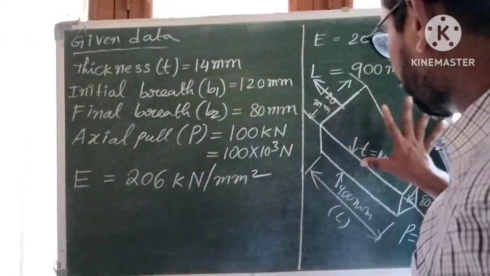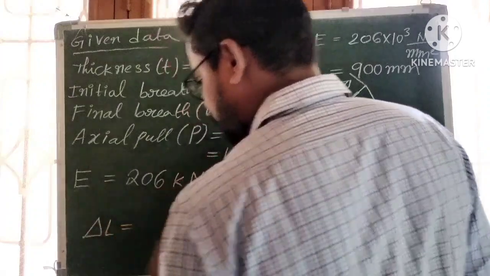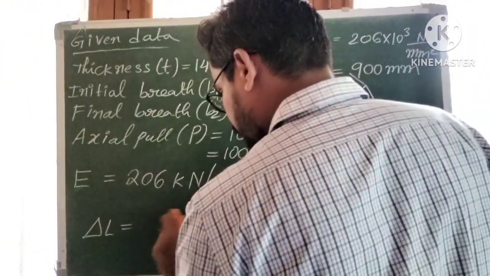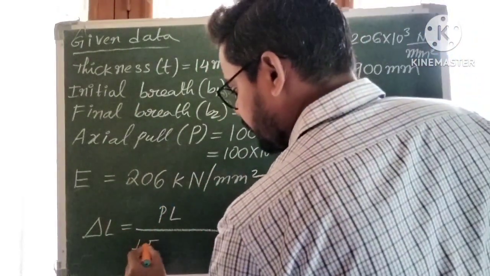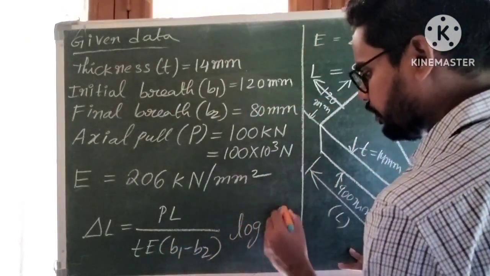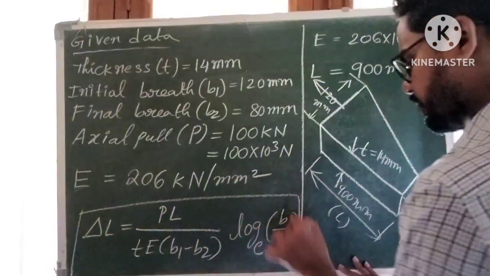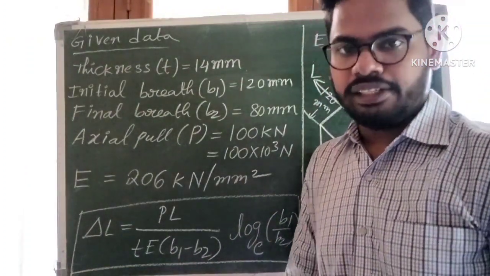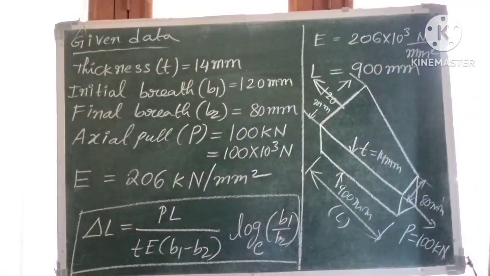Anyhow, in case of rectangular plate, change in length formula. Whenever a rectangular plate is subjected to axial pull, change in length is equal to PL by TE into B1 minus B2 into log B1 by B2 to the base e. So this is the formula for extension of rectangular plate or change in length of the rectangular plate. Using this formula we can find the value of change in length of rectangular plate.